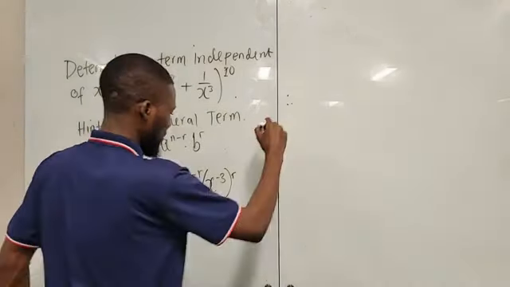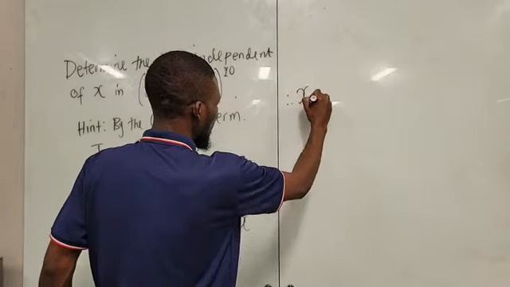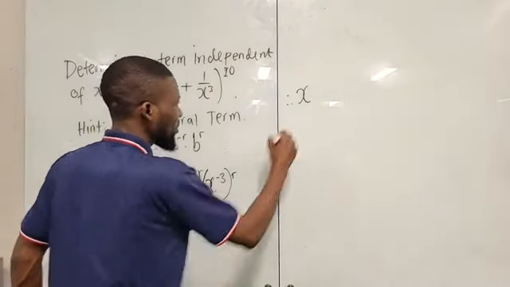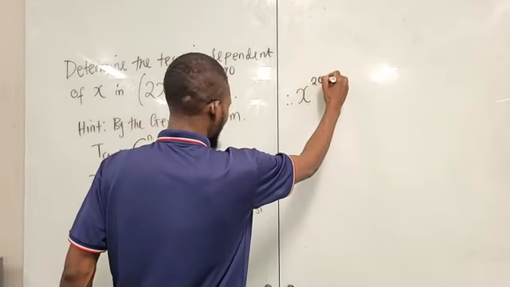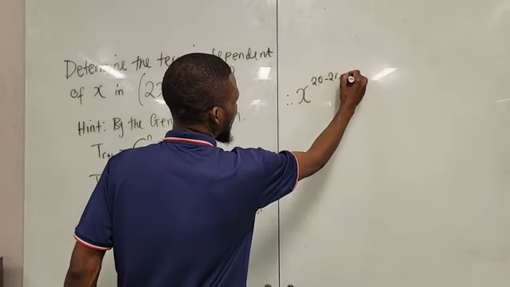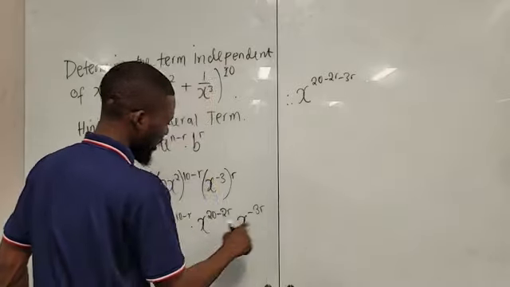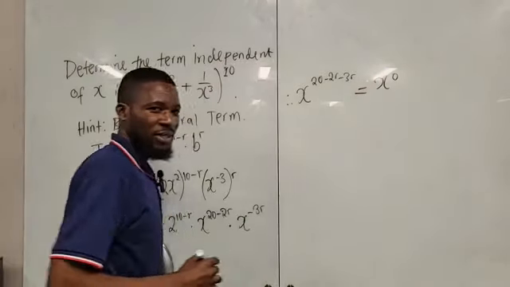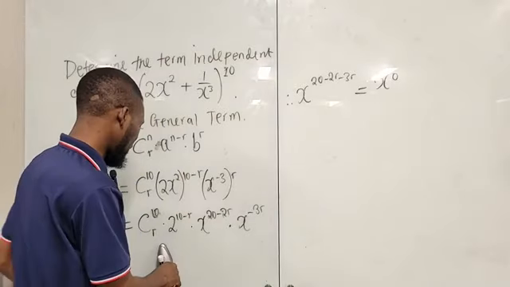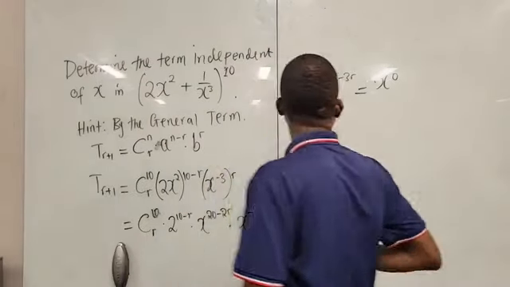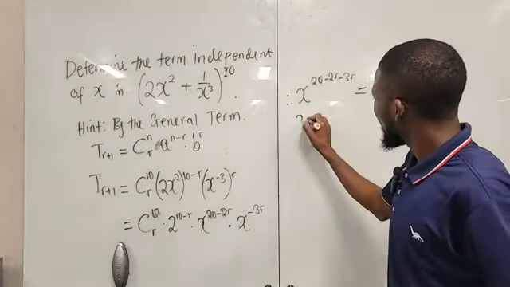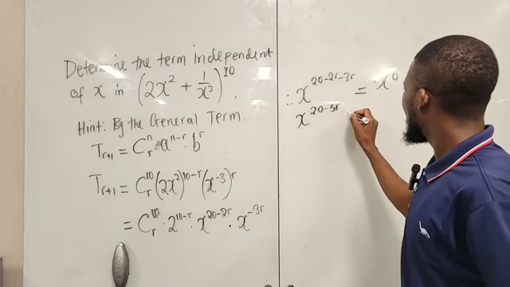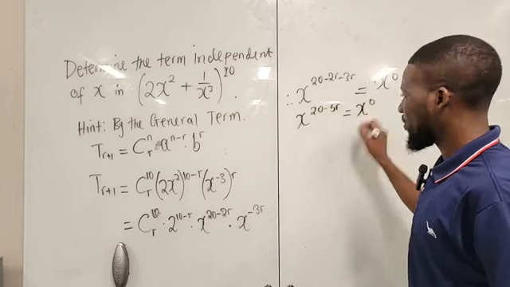our term independent of x will be, that is x. I can combine these terms. So this is 20 minus 2r minus 3r, right? That is adding the sum. This should be equal to x to the power 0. Okay, that is a term independent of x. All right. Now this is x to the power what? This is 20 minus 5r, which is equal to x to the power 0.